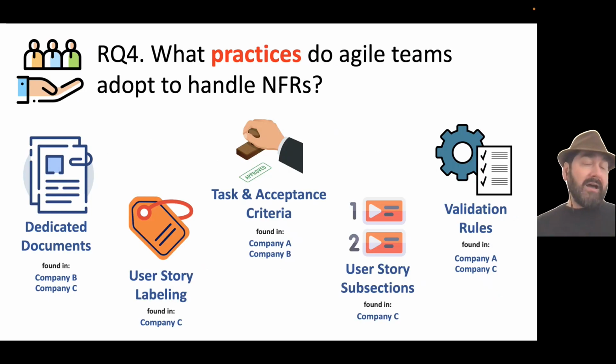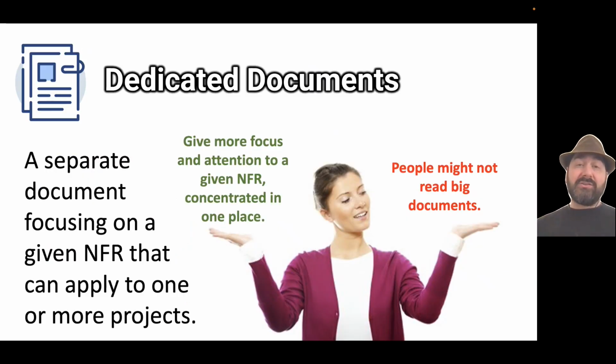Okay, so the fourth research question was about the practices. We found these 5 emerging practices, and I will go through them a little bit fast. The first one was dedicated documents. When something is important, pick it up and create a document dedicated to that, so the team can give more attention and focus to this. The drawback is that usually these documents, the ones we found, were big documents, and we are not sure that everyone in the team actually reads these big documents.